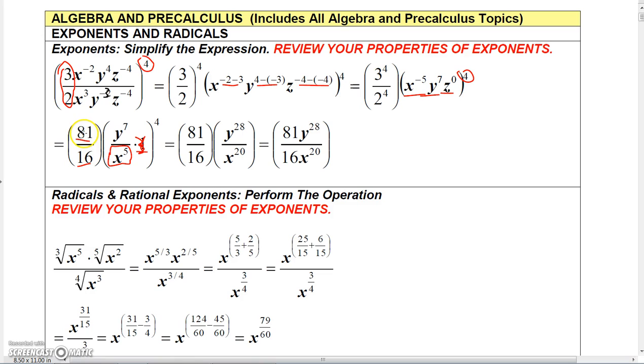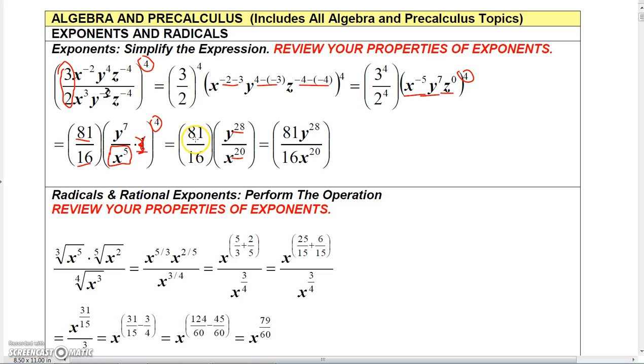Now, I've got 81 over 16 here, and now I've got to raise y to the seventh over x to the fifth to the fourth power. If you do that, the property says if you have a fraction, you can raise the numerator to this power as well as raise the denominator to this power. But when you raise a power to a power, you actually multiply the powers. So y to the 7th raised to the 4th would be y to the 7 times 4, which is y to the 28th. And then x to the 5th raised to the 4 would be x to the 5 times 4, which is x to the 20th.